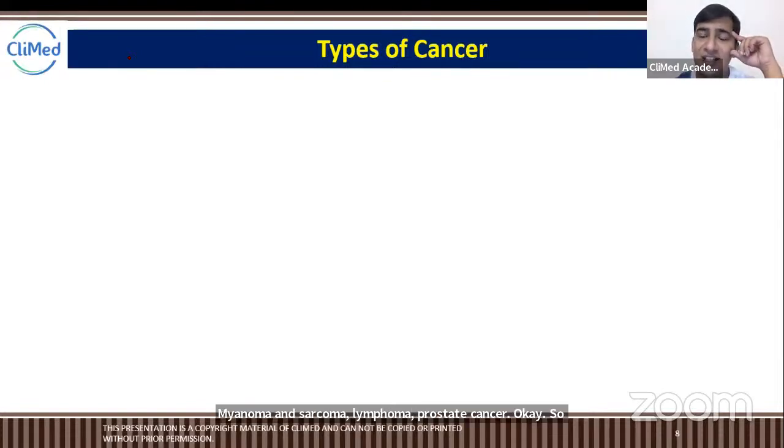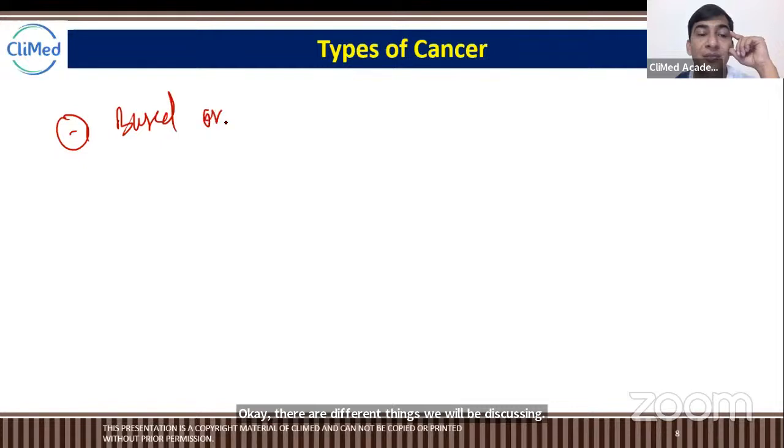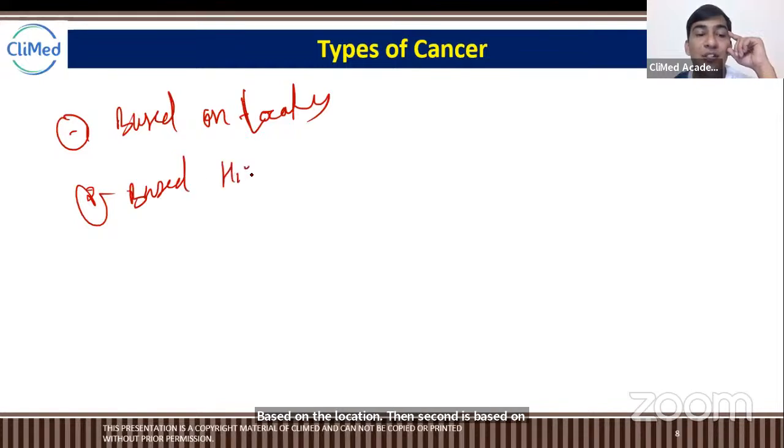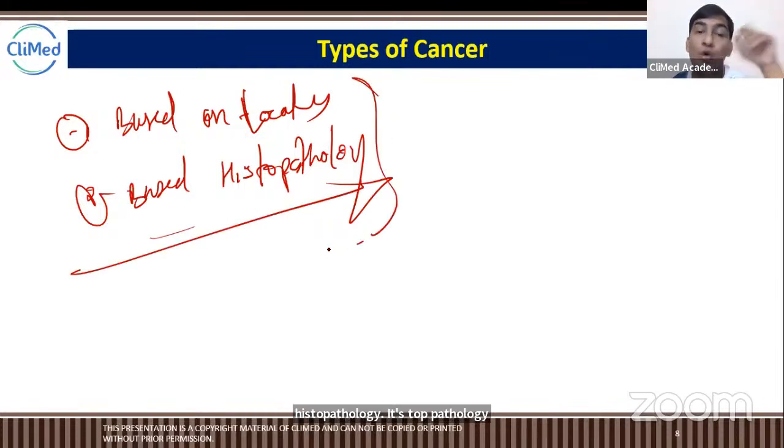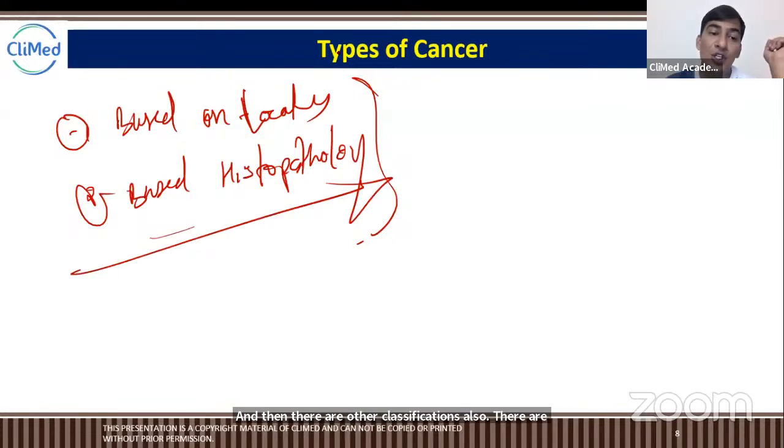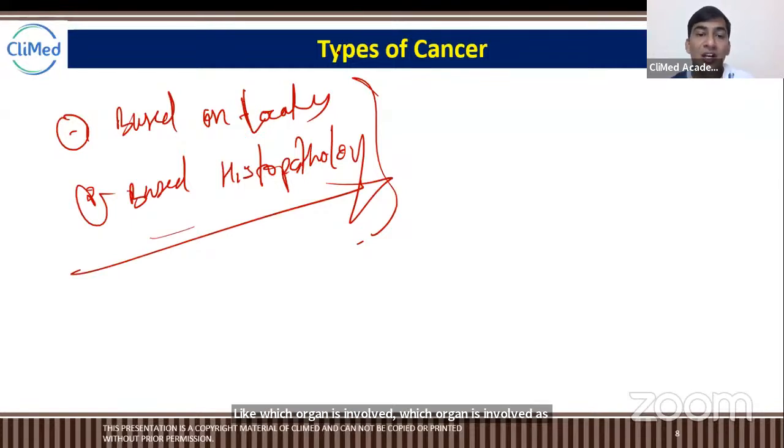There are different things we will be discussing. First, I'll tell you, one is based on the location. Then second is based on the histopathology. And then there are other classifications also. There are multiple types of classification, but majorly we divide the cancer based on the location, like which organ is involved, as you are telling rightly: cervical cancer, prostate cancer, lung cancer, brain cancer, brain tumor, bladder cancer, leukemia, uterine cancer, ovarian cancer, colorectal cancer, all are there.